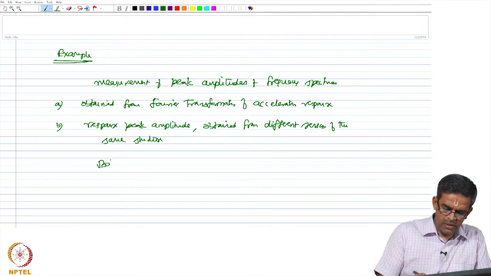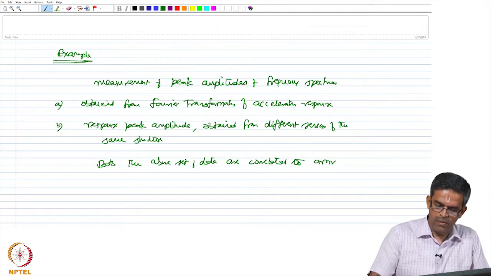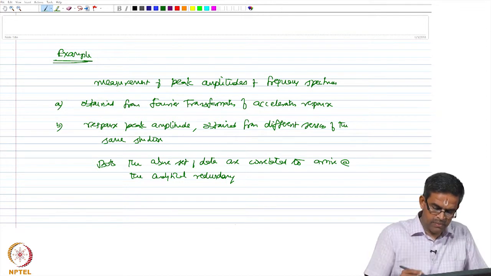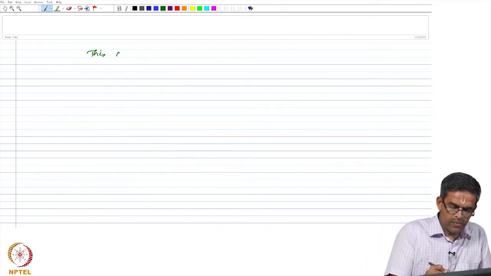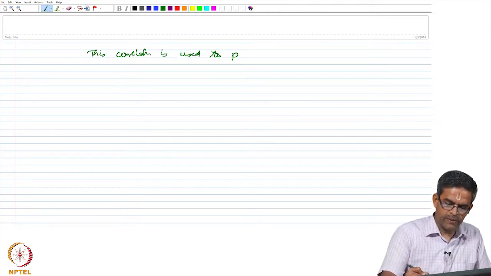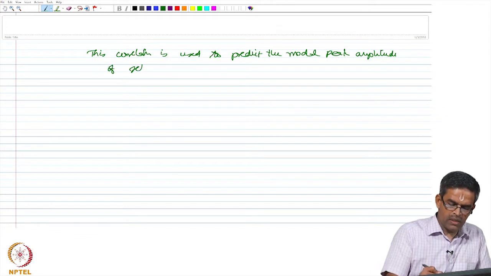So, both these data are correlated to arrive at the analytical redundancy. Then this correlation is used to predict the modal peak amplitude of selected sensor locations.